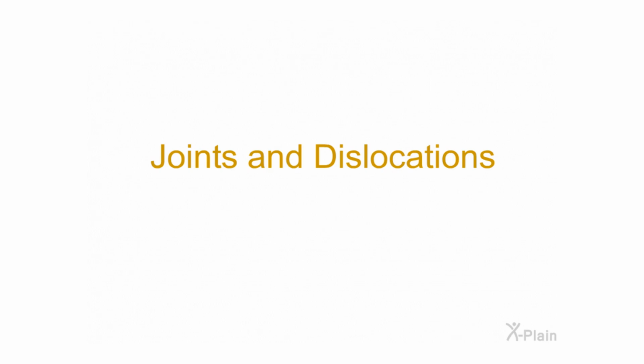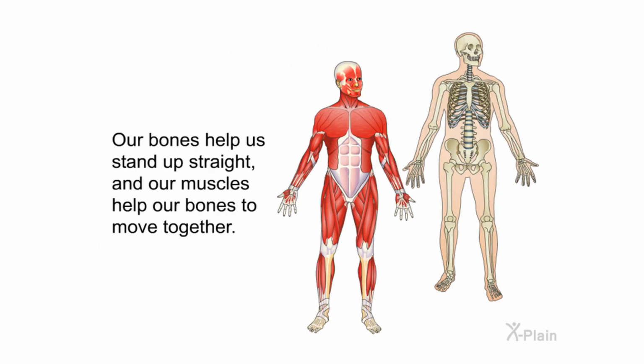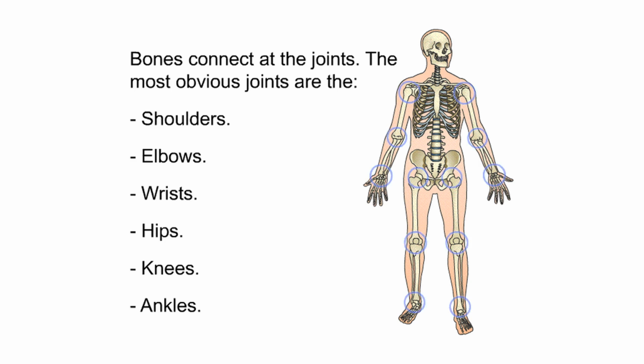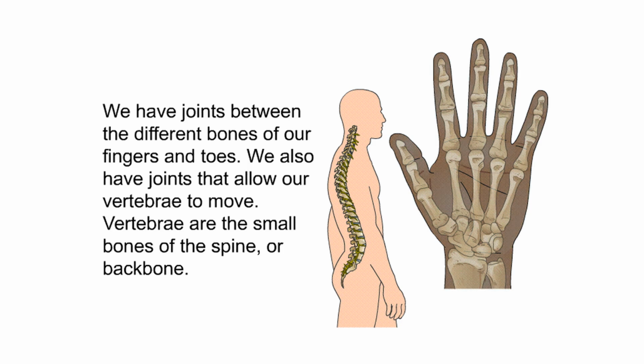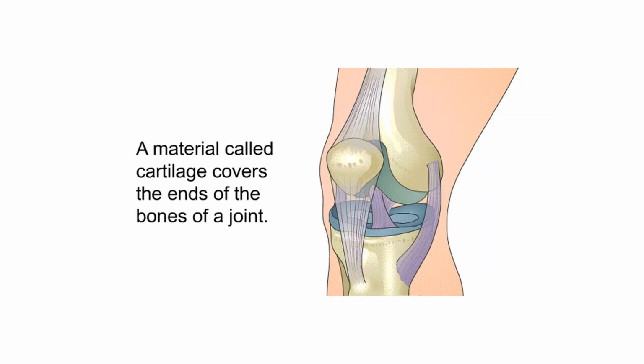Joints and dislocations. Our bones help us stand up straight, and our muscles help our bones to move together. Bones connect at the joints. The most obvious joints are the shoulders, elbows, wrists, hips, knees, ankles. We have joints between the different bones of our fingers and toes. We also have joints that allow our vertebrae to move. Vertebrae are the small bones of the spine or backbone.